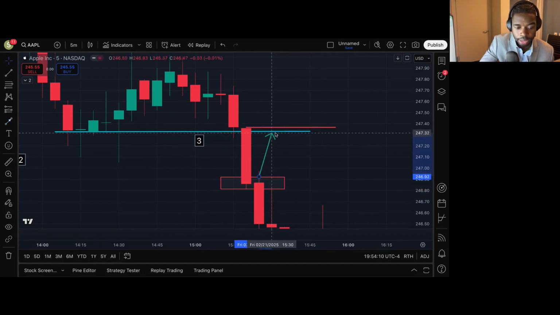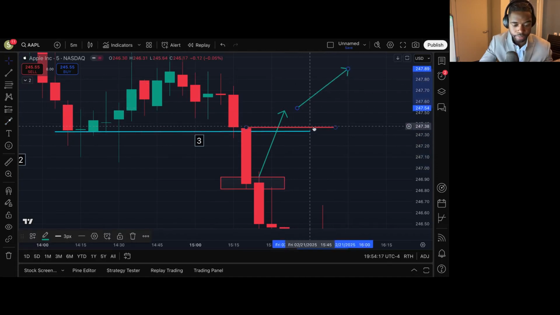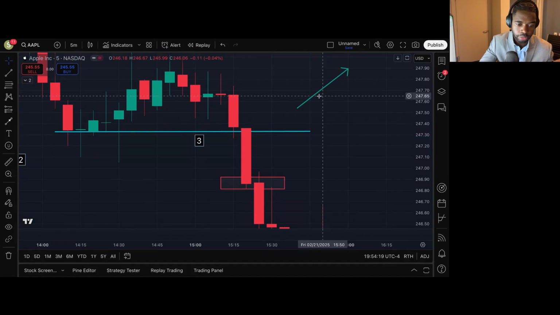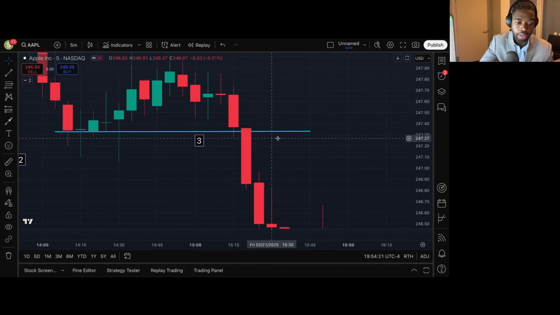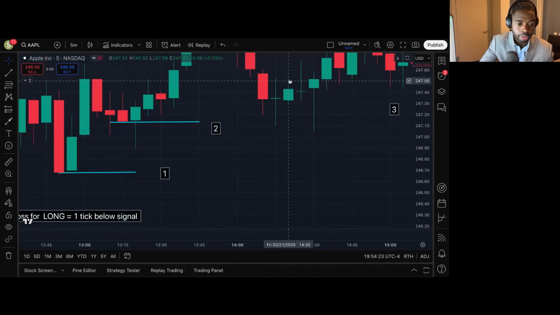Okay, so I'd like to wait to see, hey, are we going to close above this? If we close above this, then this is likely going to just rip back to the upside. All right, so those are basic entry and exit strategies.